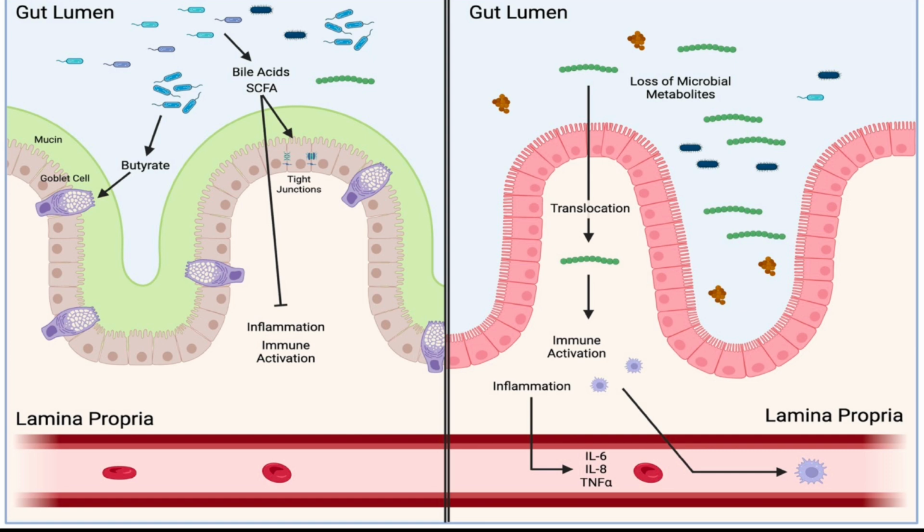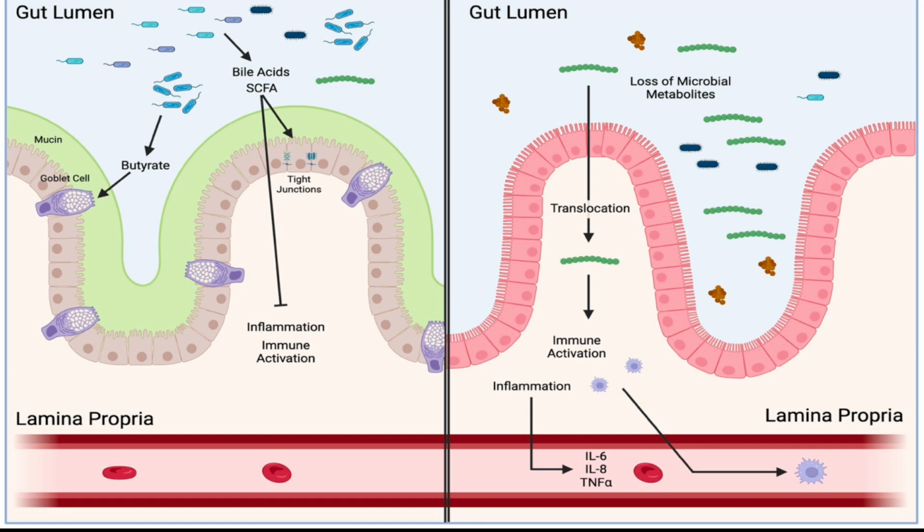Short-chain fatty acids, especially butyrate, are vital as they fuel goblet cells, which produce a protective mucus layer over the gut epithelium. These metabolites also enter the bloodstream, providing anti-inflammatory and immune-modulating effects on distant organs like the lungs. Right panel, it shows the gut in critical illness.